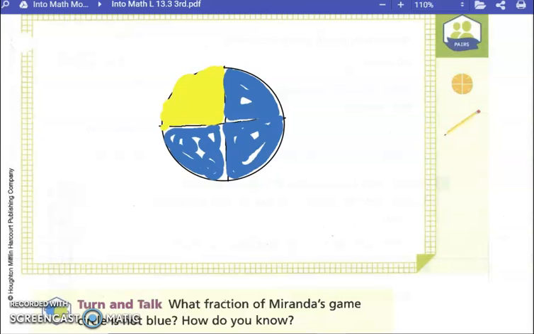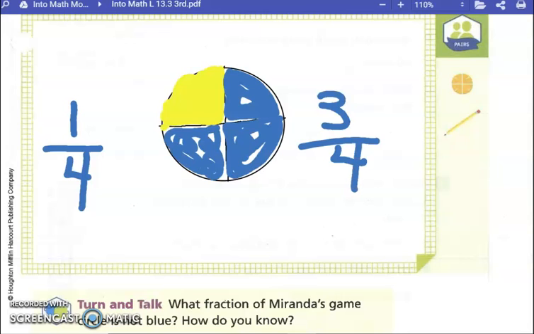Let's turn and talk at the bottom. It says, what fraction of Miranda's game circle is not blue? What fraction is not blue? The yellow. 1 out of 4 is not blue. How do you know that? Because 3 parts are blue, 1 yellow. Now, if I ask you what part of her circle was blue, what would you say? 3/4. 3 out of 4, or 3/4.